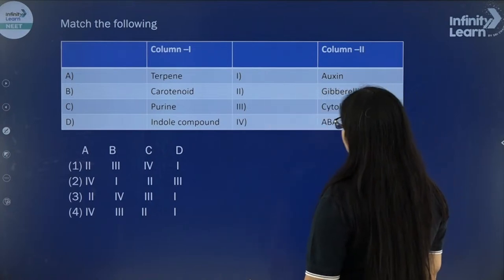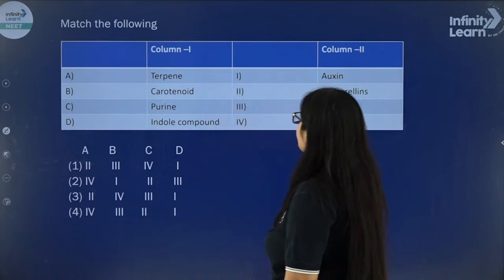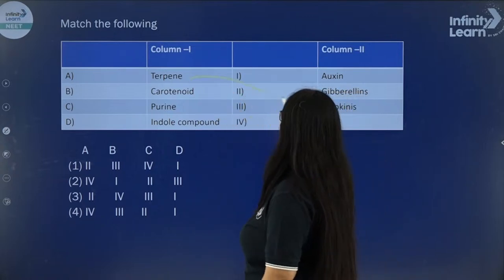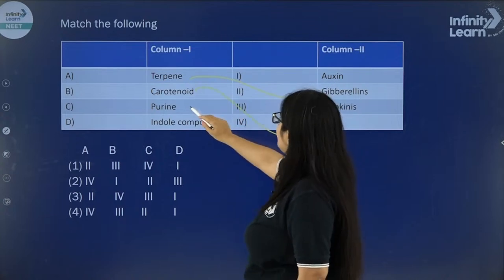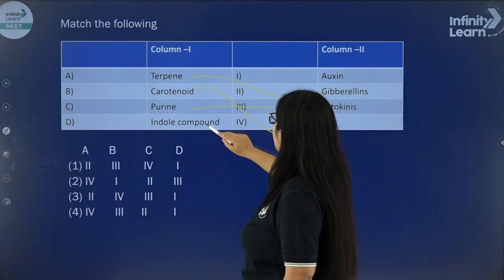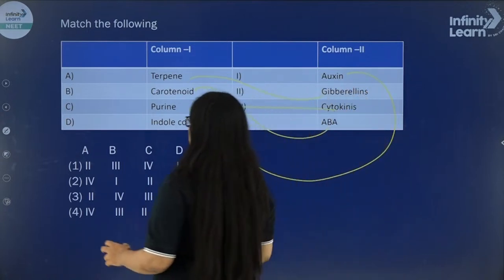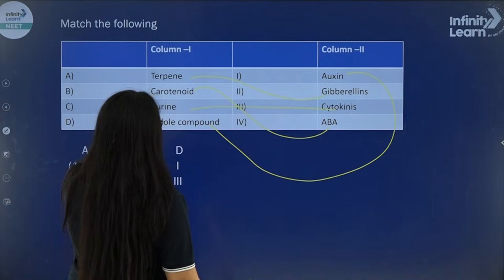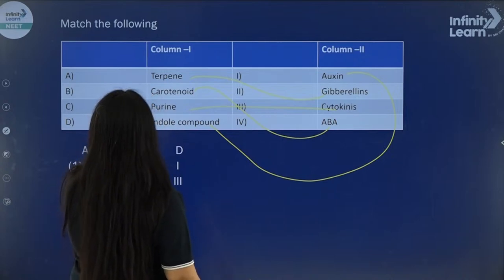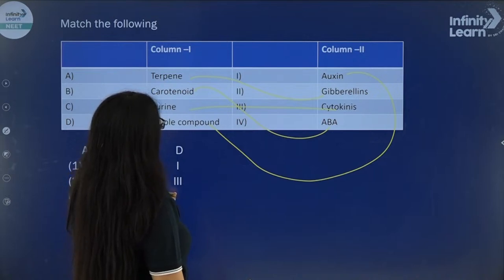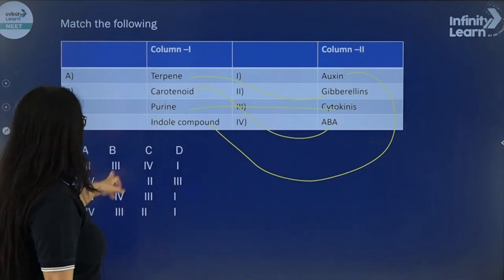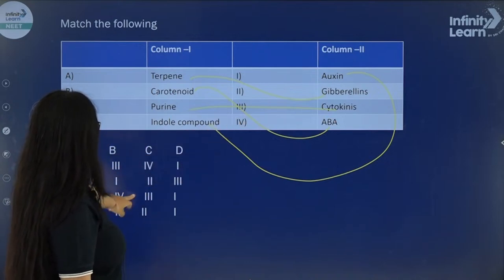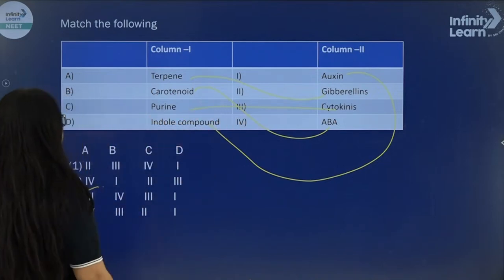Column 1 and column 2. So this question is from your plant growth regulators. They are asking about the chemical nature of the PGRs. So if you talk about terpenes, my dear students, your gibberellins are terpenes chemically, carotenoids, abscisic acid. Purines, if I say, my dear students, are cytokinins or kinetins, and indole compounds are your auxin. So let's see which matches with which one. Terpenes A will match with 2, carotenoids match with 4, and C, purines match with cytokinin and indole compounds match with auxin. So I guess 3 should be your answer. Let's recheck. A, 2, B, carotenoids, 4, ABA, purines is cytokinin and indole compounds are auxin. Yeah. Let's see the next question.